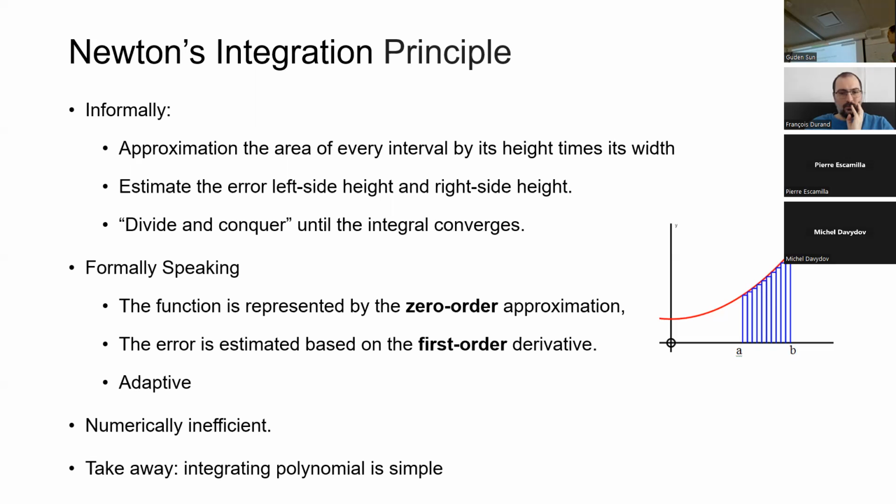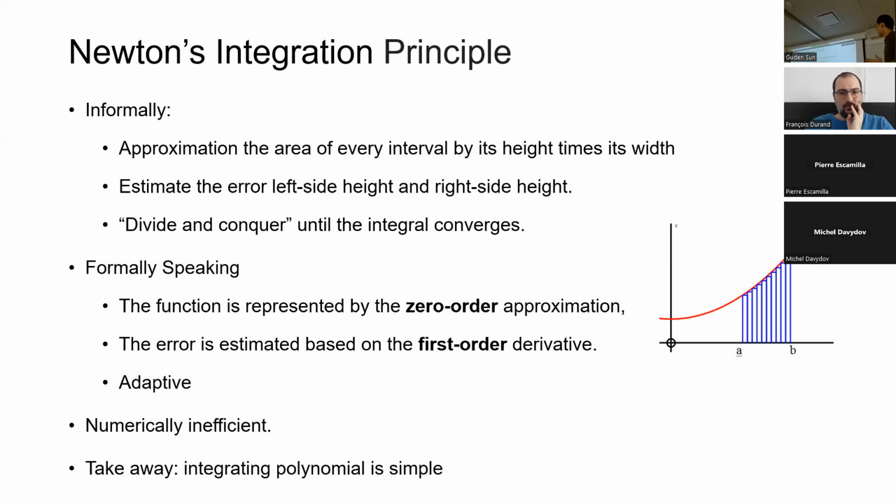Then you divide this interval into infinitely small pieces, so the left side and right side are equal. Then it means the integral converges. This is the principle and informal idea behind Newton's integration. But what if we put it in a more formal way?